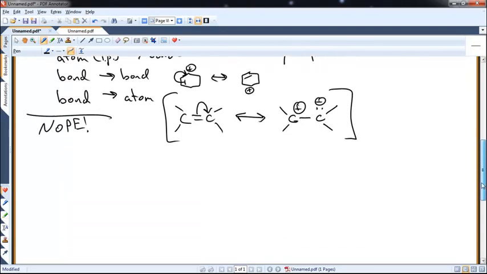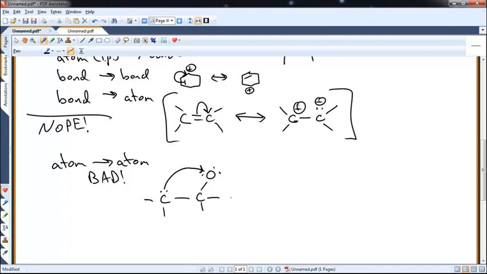Right. The thing that we cannot do is go atom to atom. So that would be bad. If I try to draw a carbon with a lone pair of electrons, and then another carbon, and then an oxygen, let's say the oxygen only has 6 electrons, something like that, I cannot jump around and go all the way over here. I'm traveling through too much space. It's just too far away.